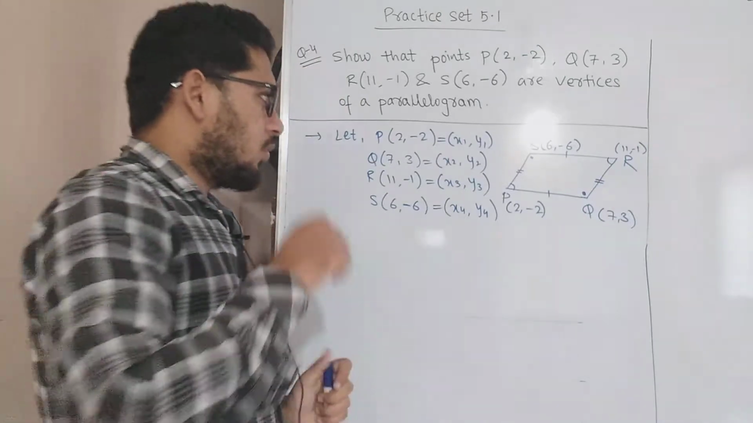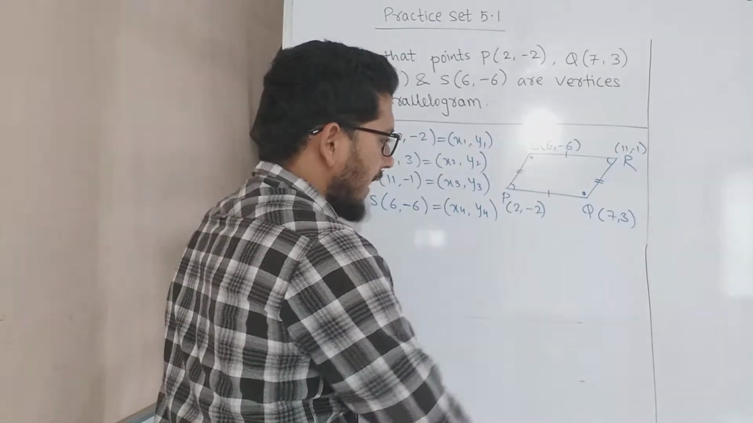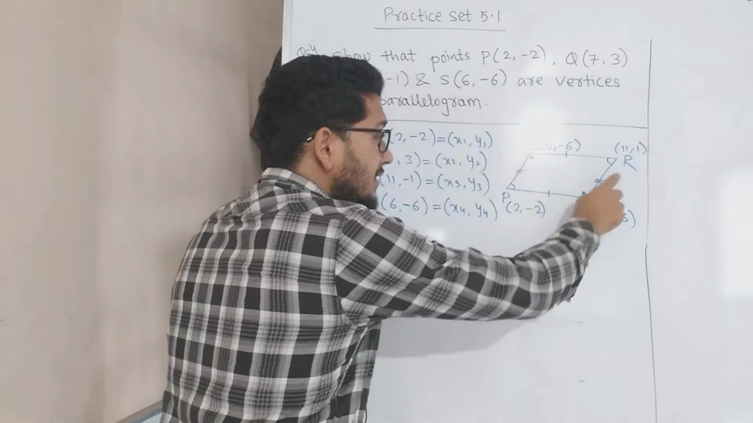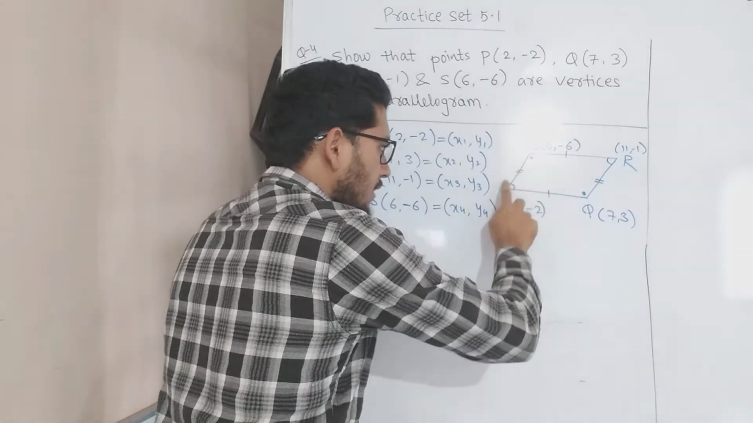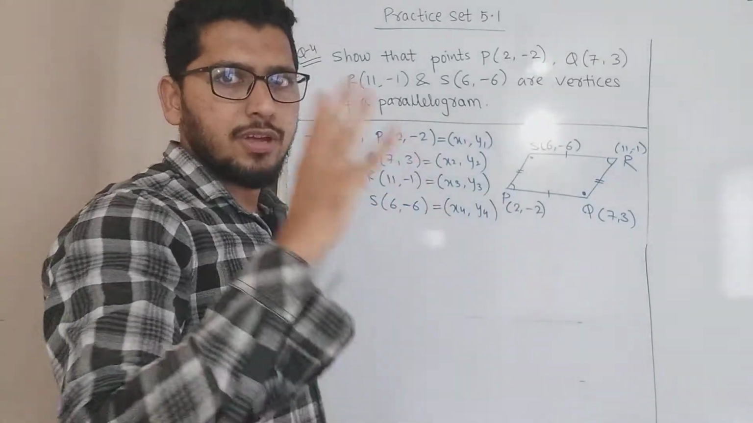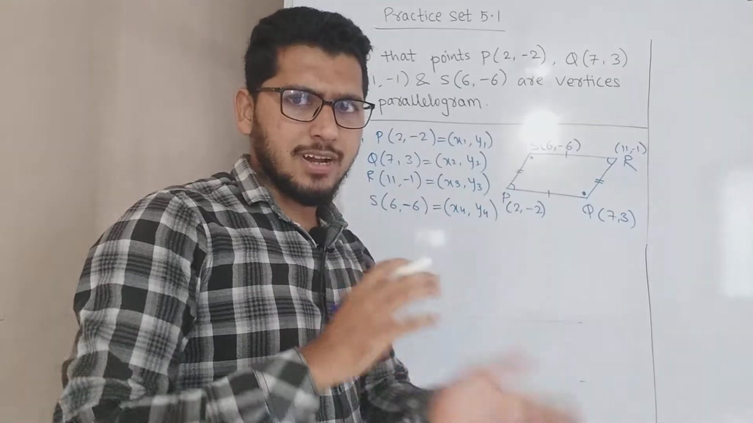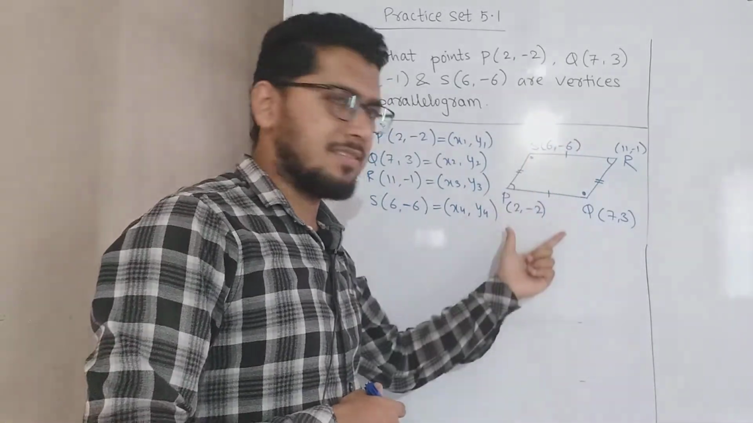So here 4 points are given: P, Q, R, S. We have to first calculate the distance of PQ, then the distance of QR, then the distance of RS, and finally the distance of SP. So we have to calculate 4 distances. After finding all 4 distances, we have to check whether the opposite distances are equal or not.